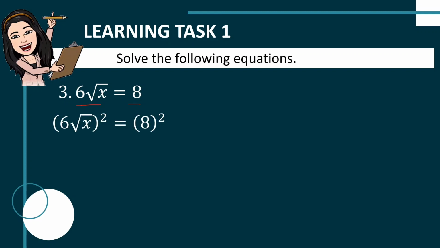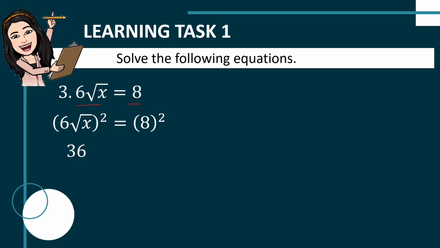So that will be equal to 6 square root of x raised to the power of 2 and 8 raised to the power of 2. Now, simplifying, since ang 6 is part of the radical expression kasi numerical coefficient siya ng ating radical expression, it is also raised to the power of 2. So, ibig sabihin, kailangan din natin kunin ang square ni 6. And ang square ng 6 is equal to 36. Tama ba? Kasi 6 times 6 is equal to 36.